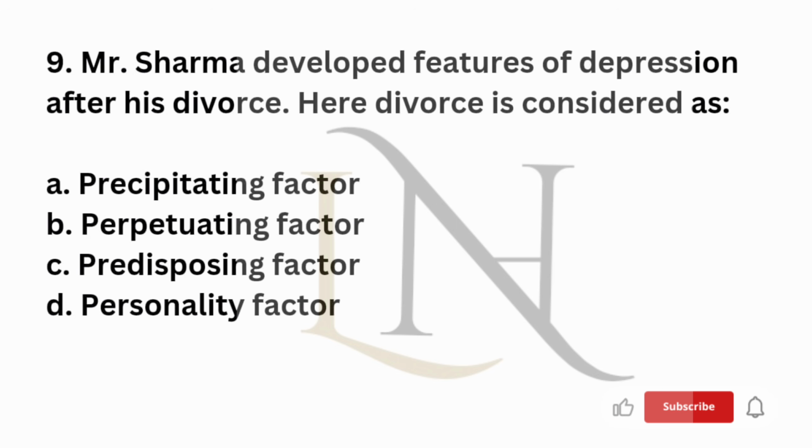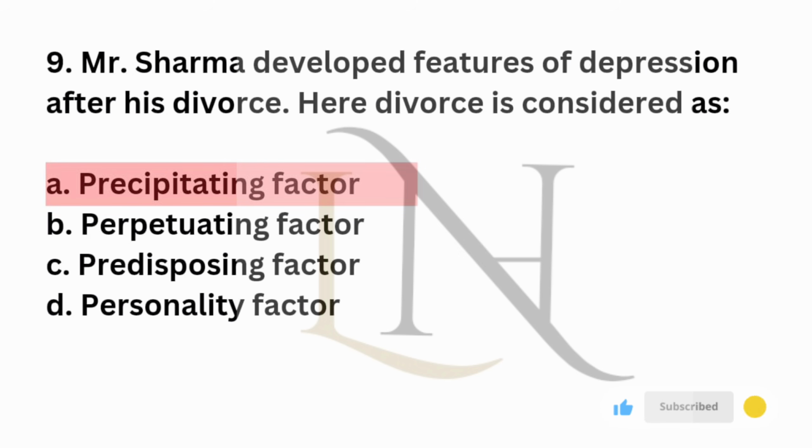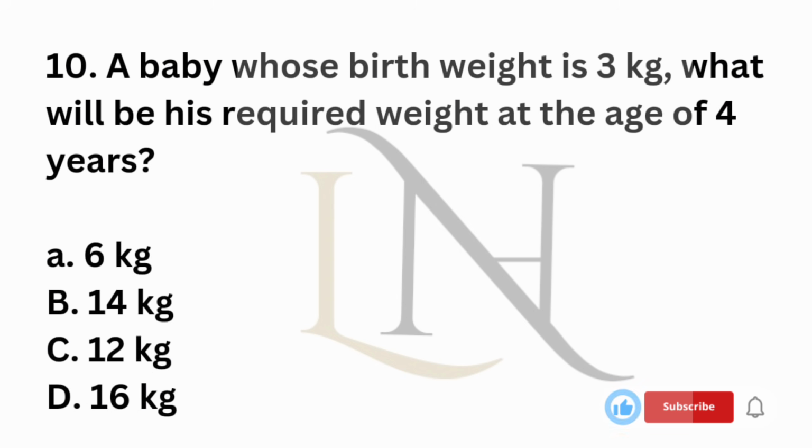Next, Mr. Sharma developed features of depression after his divorce. His divorce is considered as option A, precipitating factor. Option B, perpetuating factor. Option C, predisposing factor. Option D, personality factor. Correct answer. Option A, precipitating factor.